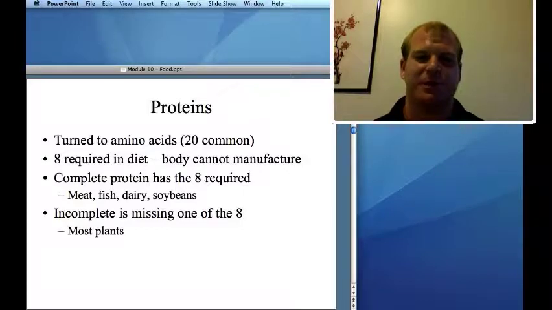getting proper nutrition. Any meat, fish, dairy, and soybean, which is one of the plants, have all 8 required amino acids. Most other foods are missing one of them, but maybe you've heard of complete protein. If you combine certain foods like beans and rice, that's a complete protein, or grains and legumes like peanut butter and whole wheat bread, that will give you a complete protein.